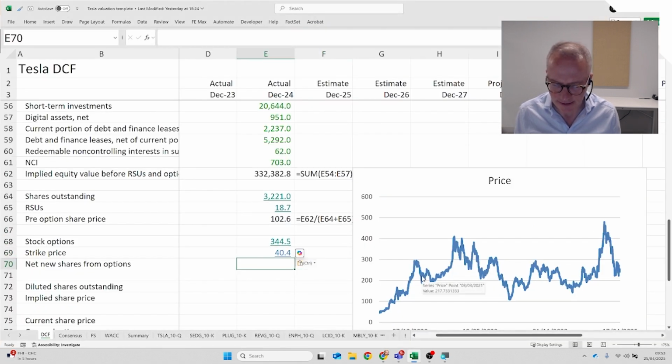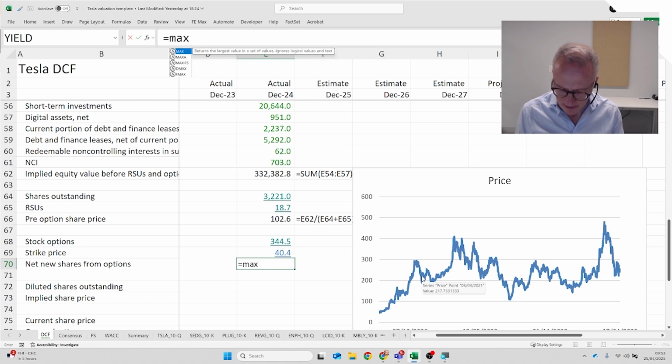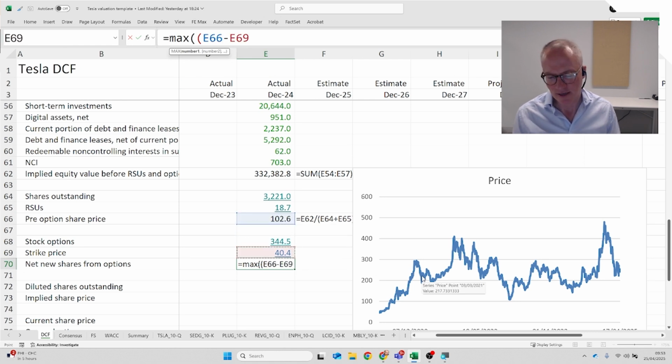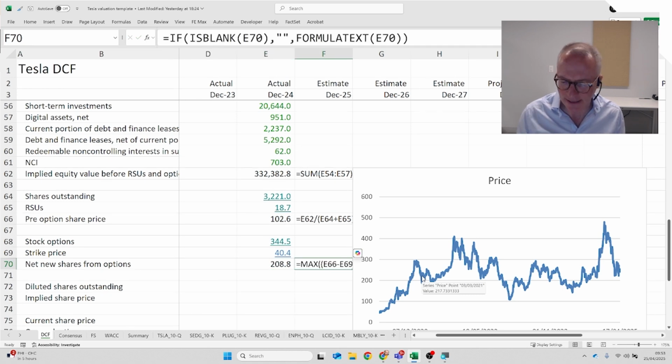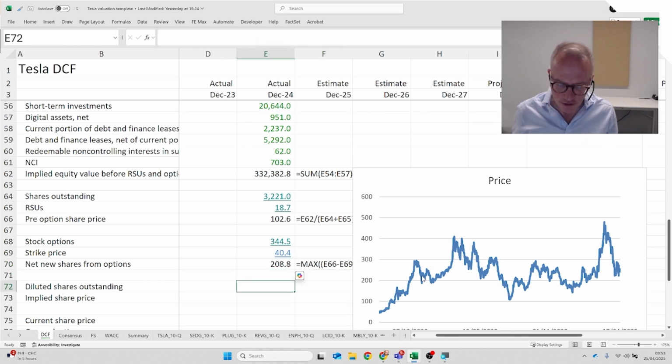Then I'm going to do a little net new share calculation, and we're using the treasury stock method. So we'll take the implied share price, 102, minus the strike price. So this means these are options in the money, because if you buy stock at 40, you could immediately sell it for 102. And as a percentage of the capital value, that ratio can be multiplied by the number of options. So it will calculate the dilutive effect of the options, assuming any cash received from the options exercising is used to buy back stock. So that's the net new shares from options.